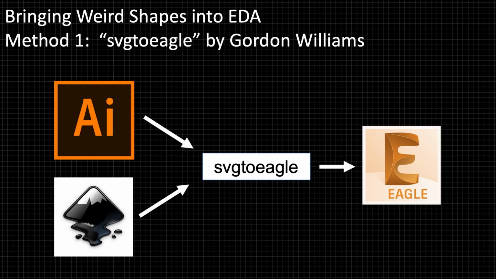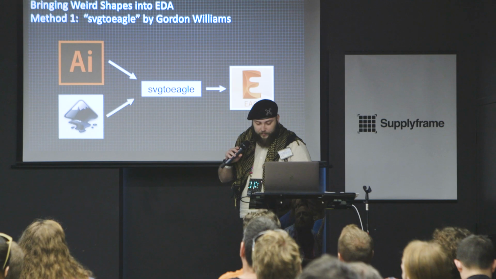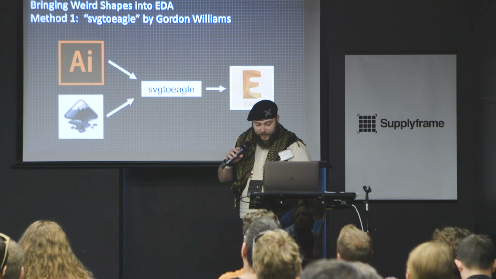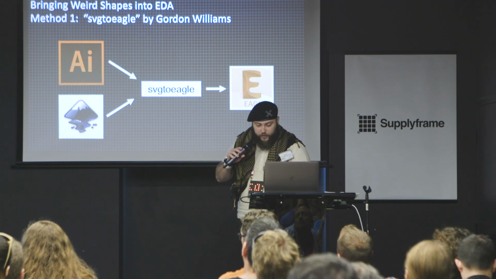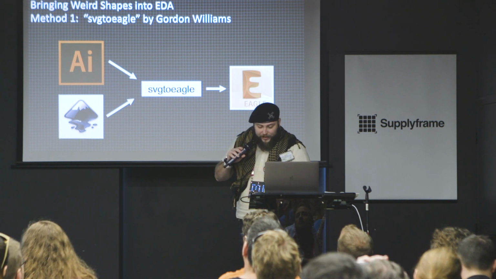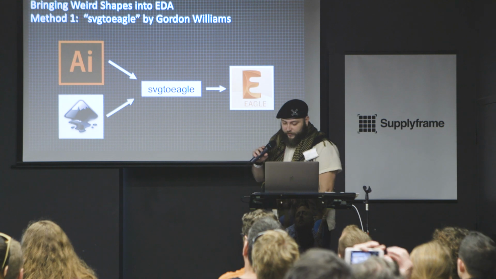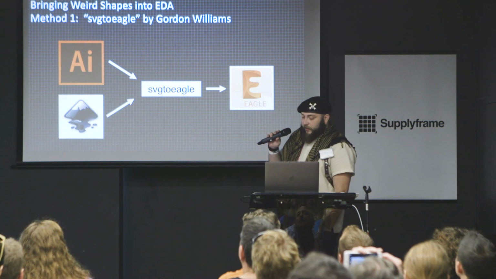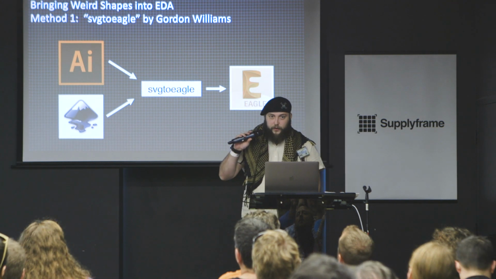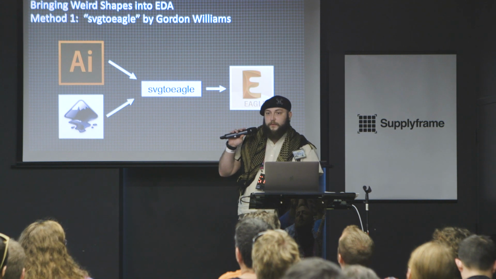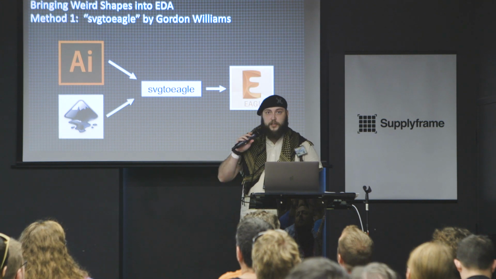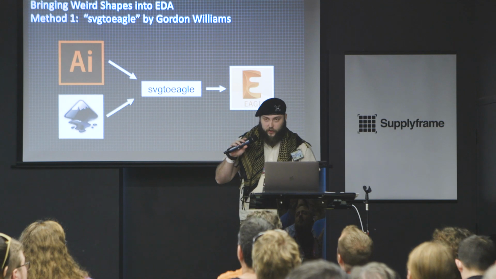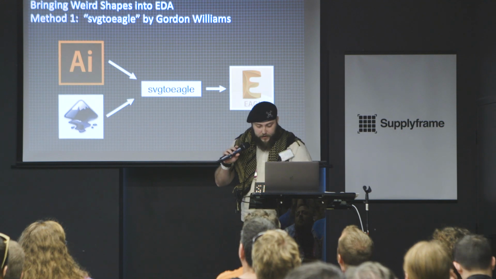So the first thing, SVG to Eagle, this is a tool written by Gordon Williams. It is a free open source tool. I believe it's under the MIT license. It might be under the GPL. Anyway, free and open source tool. You might know Gordon Williams as the developer behind Espruino. Also, quick shout out, I think he's got a Kickstarter going on right now for an open hackable wearable, a smartwatch. It's called Bangle, so maybe check that out.